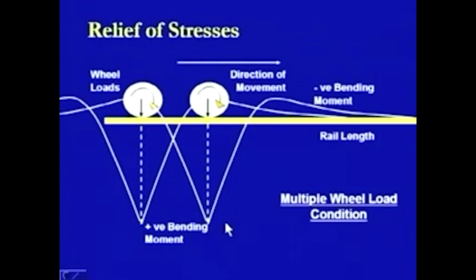In this diagram, what we can see is a multiple load condition. Again, the direction of movement has been shown by these curvilinear arrows. These are two wheels being provided. The load is coming through these wheels on the rail length or this rail section. So, this arrow and this arrow are showing the load. Because of this load, there is a positive bending moment at this location like this.